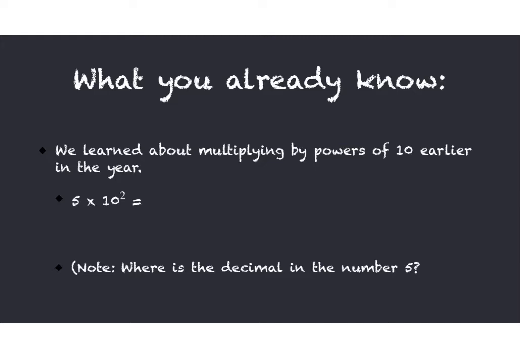Earlier this year we talked about multiplying by powers of 10 and we multiplied whole numbers. So we had problems very similar to the one right here: 5 times 10 to the power of 2. That's the same thing as saying 5 times 100, or 5 times a 1 with 2 zeros behind it. And 5 times 100 is 500. That's work that we've already done. You should be familiar with this. We did this earlier in the year.